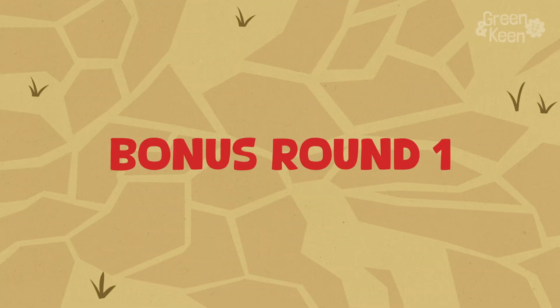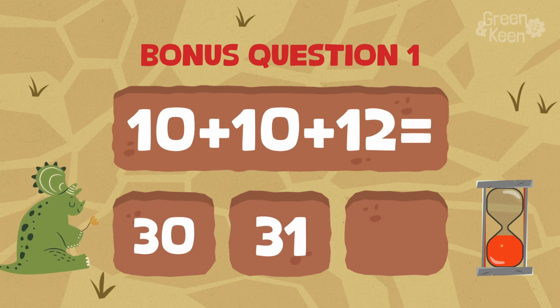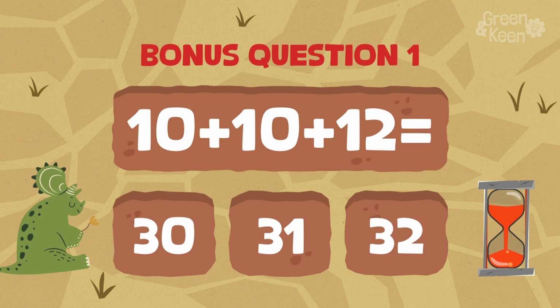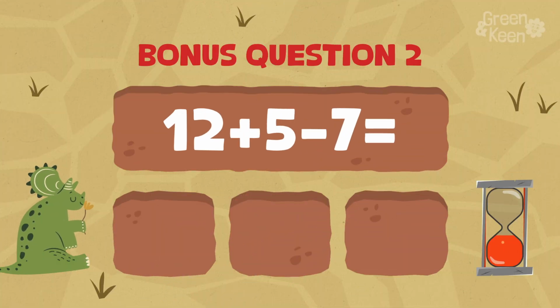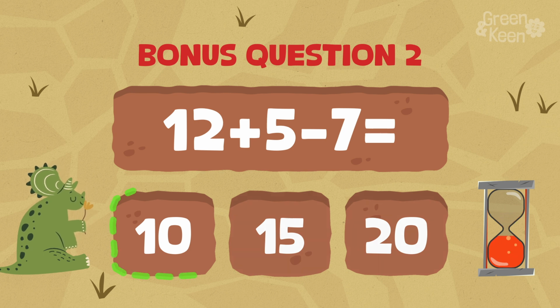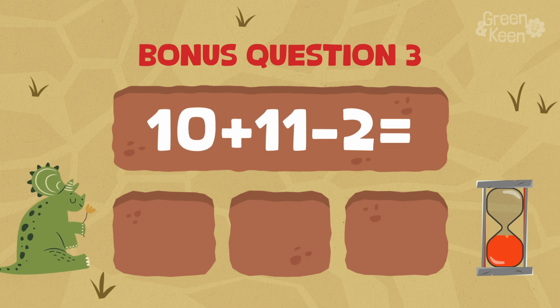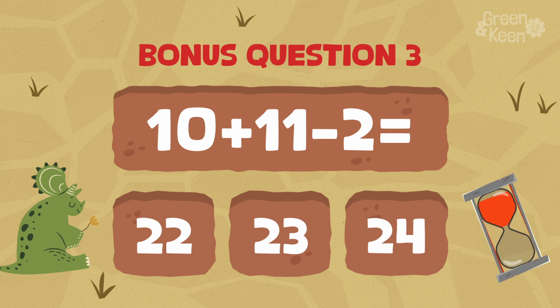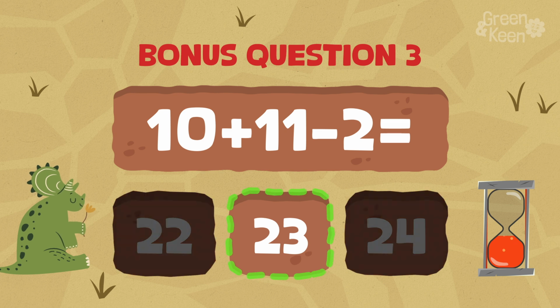Get ready for bonus round. Bonus question number 1. 10 plus 10 plus 12 equals... The answer is 32. Bonus question number 2. 12 plus 5 minus 7 equals... The answer is 10. Bonus question number 3. 10 plus 11 plus 2 equals... The answer is 23.